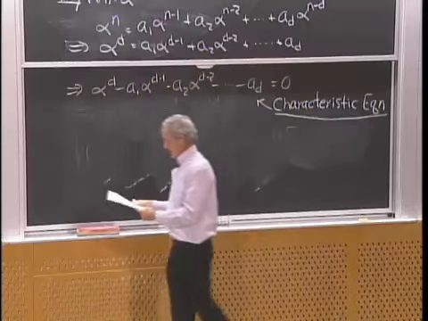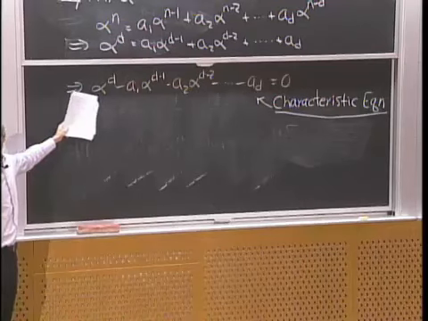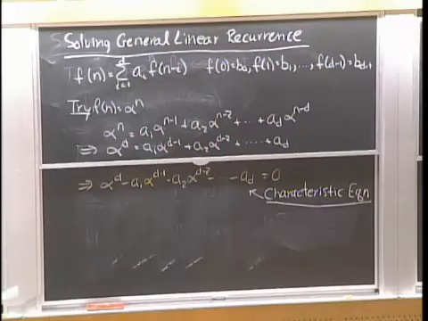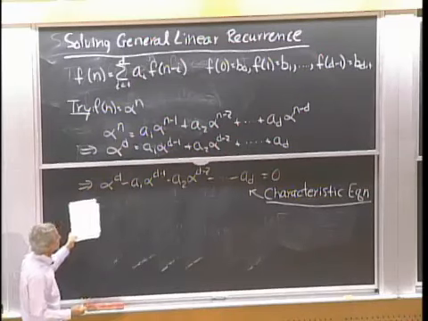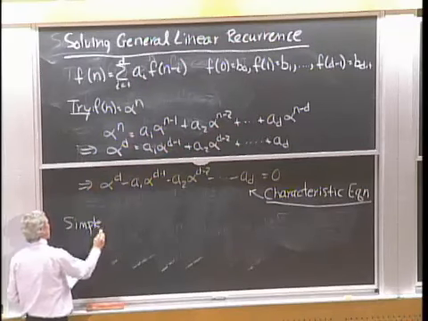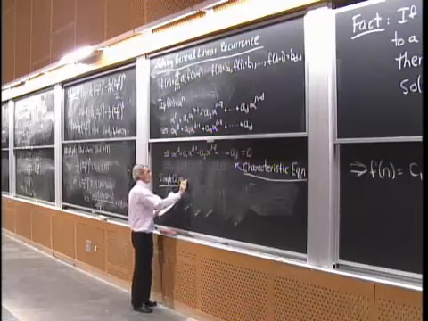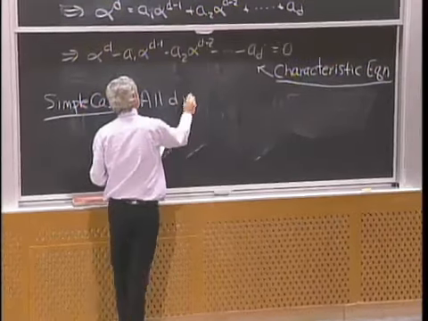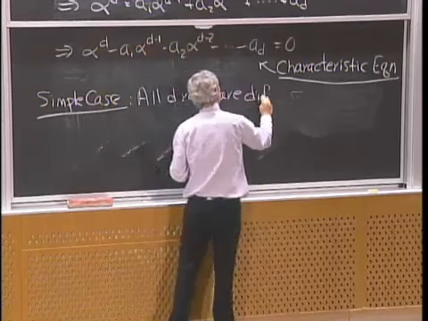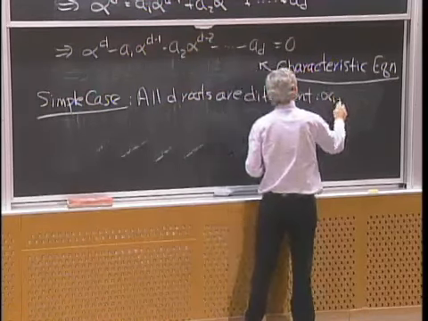Okay? Now, what you need to do is compute the roots of this. And we'll use the roots to get the solution to the recurrence. Now, the simple case is when all the roots are different. So let's do that first, like it was in the Fibonacci example. All d roots are different. And let's call them alpha 1 to alpha d.